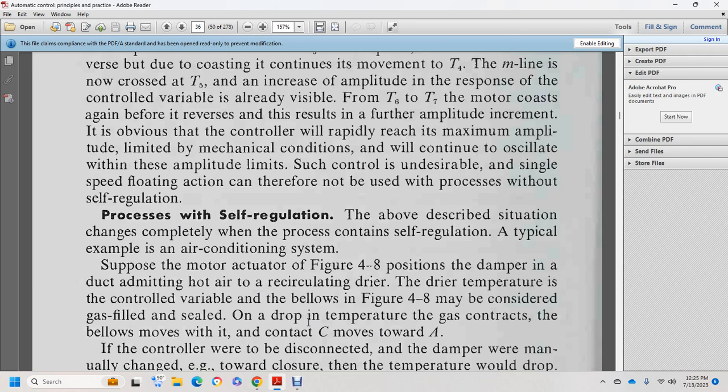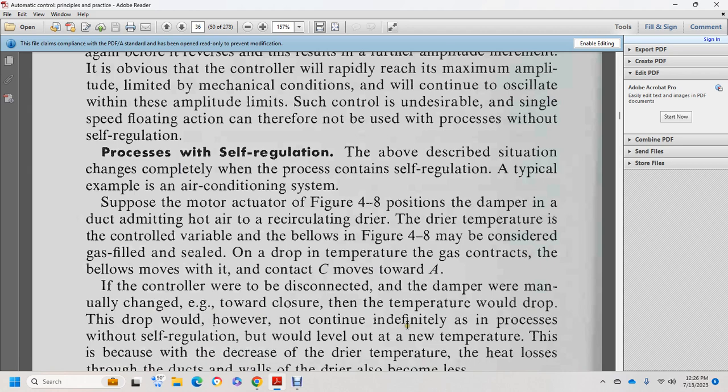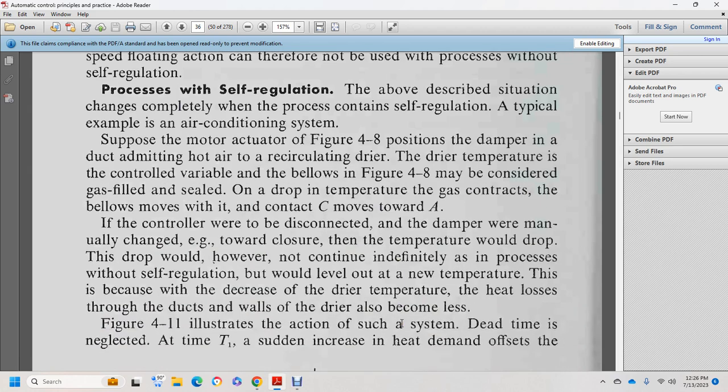Alright, the above describes a situation with a complete process with self-regulation. A typical example is the air conditioning system above the motor, shown in figure 4A, with the position of the damper in the ducts admitting the high-temperature recirculating air of the dryer, with the control variable below. In the bellows of figure 4-8, consider the gas fill. When the temperature drops, the gas contracts and the bellows moves, so the contact C moves toward A.